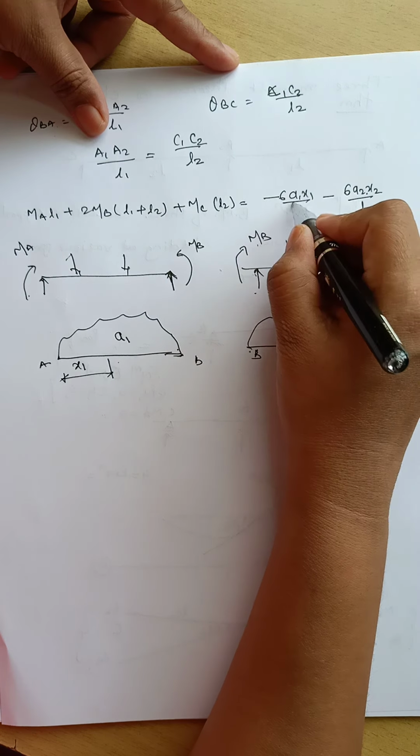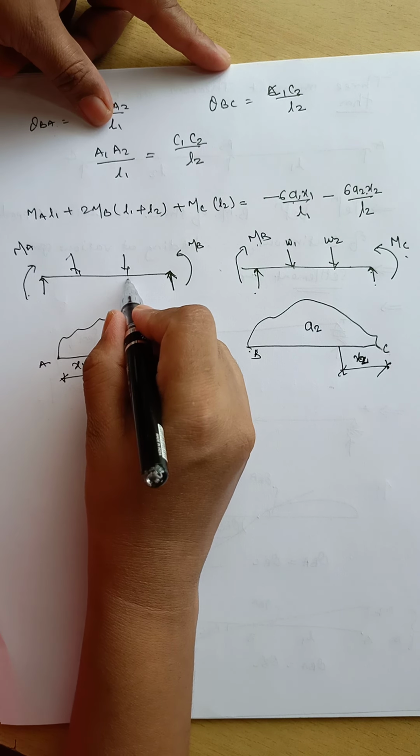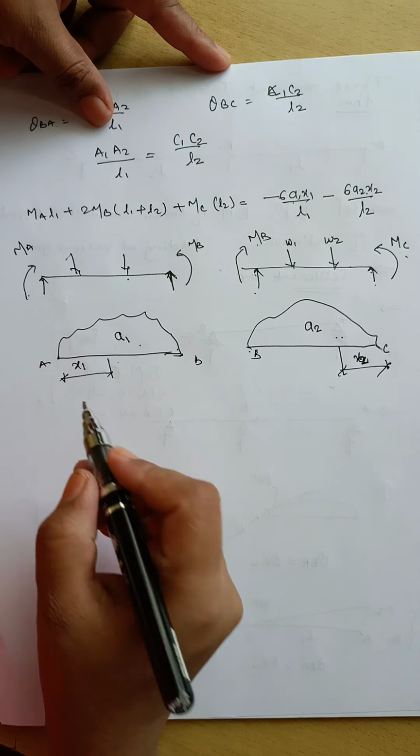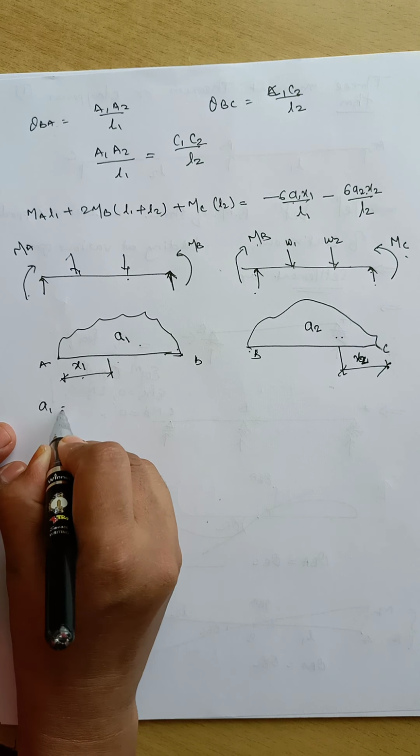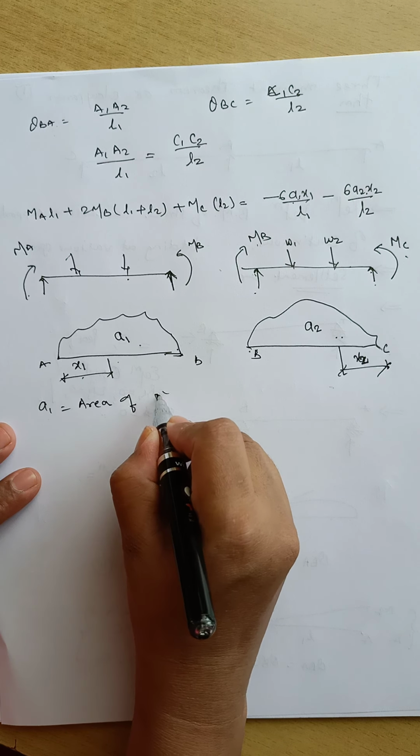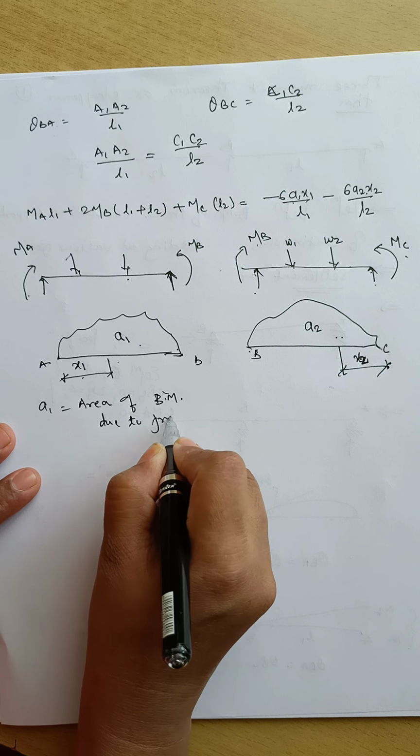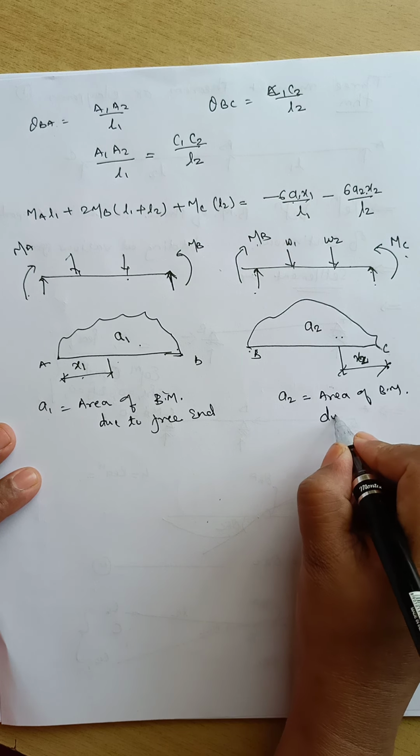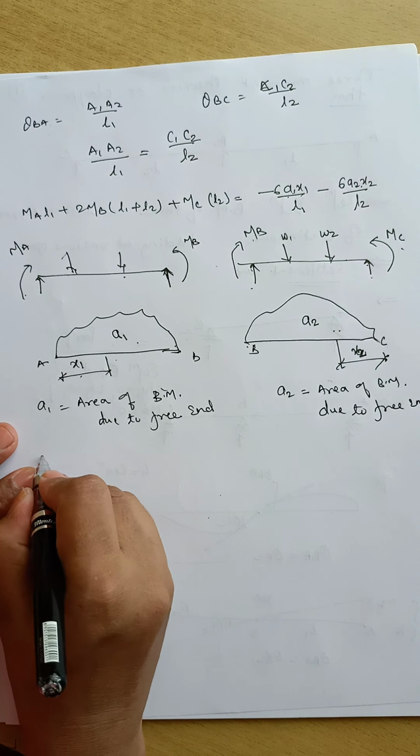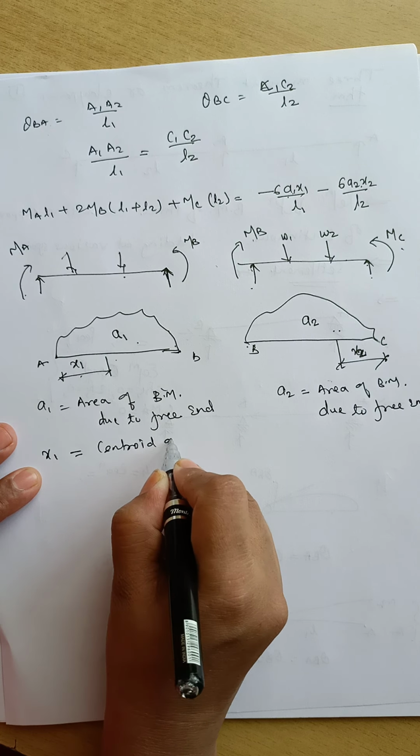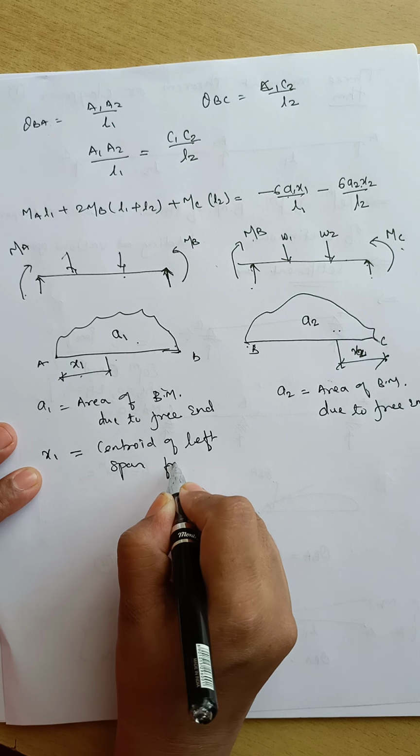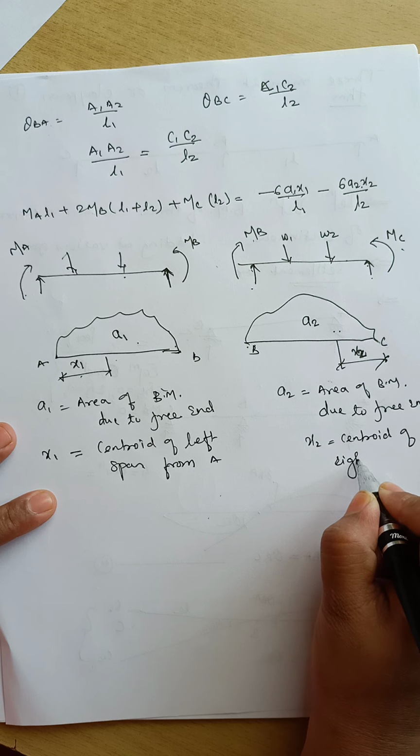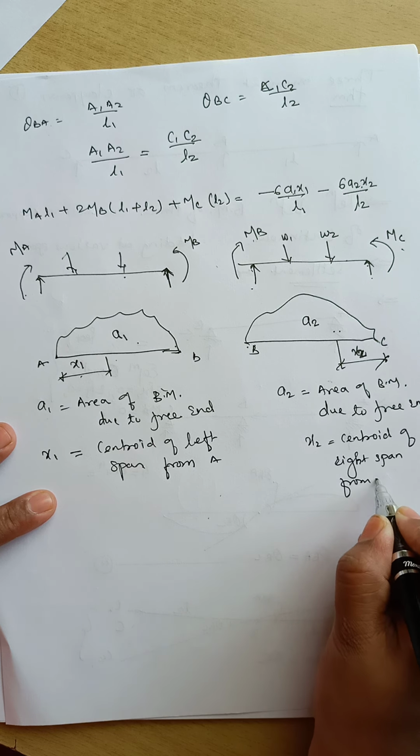In this equation, A1 is the area of the bending moment diagram due to the free end, and A2 is the area of the bending moment diagram due to the free end. x1 is the centroid of the left span from A, and x2 is the centroid of the right span from C.